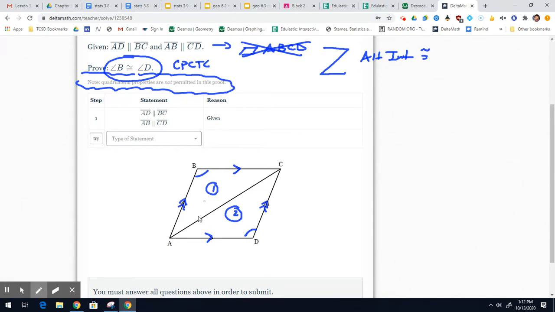Parallel lines, let's use AD and BC. Let's use AC as a transversal. Again, perfect. See the Z, right? Here's your two angles in that Z. They're going to be congruent by alternate interior angles.